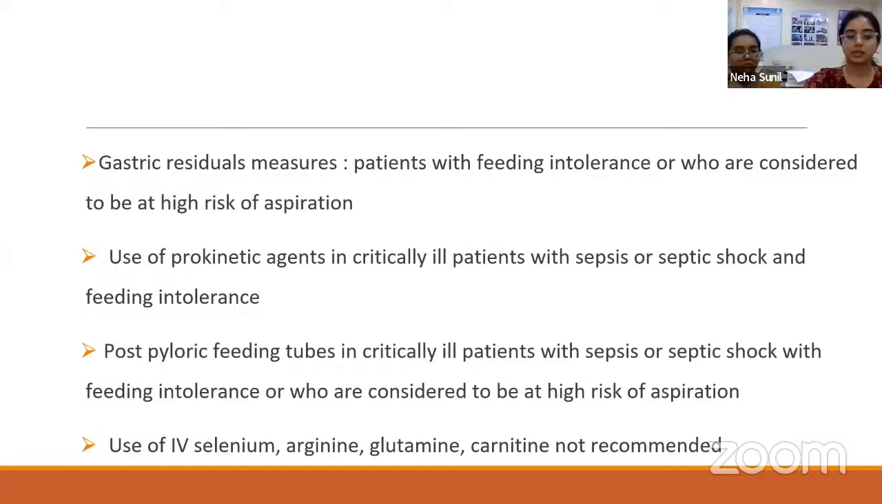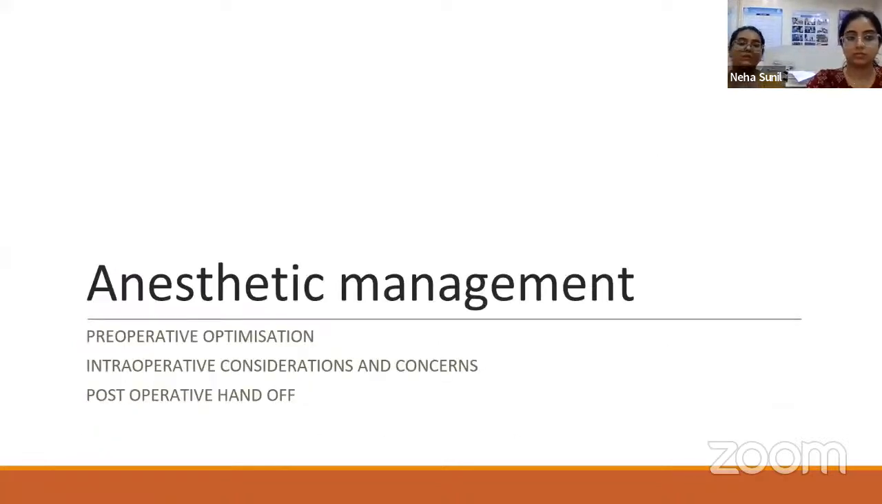Post-pyloric feeding tubes are used in critically ill patients with sepsis or septic shock with feeding intolerance or who are considered to be at high risk for aspiration. Use of IV selenium, arginine, glutamine, and carnitine is no longer recommended.